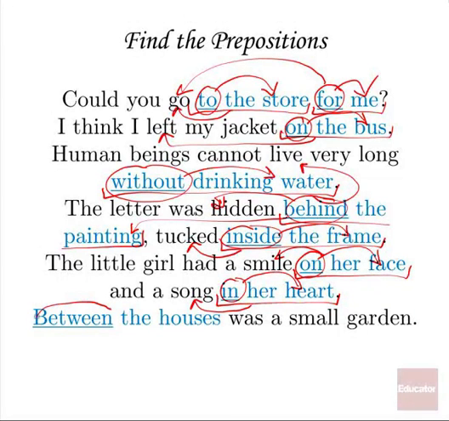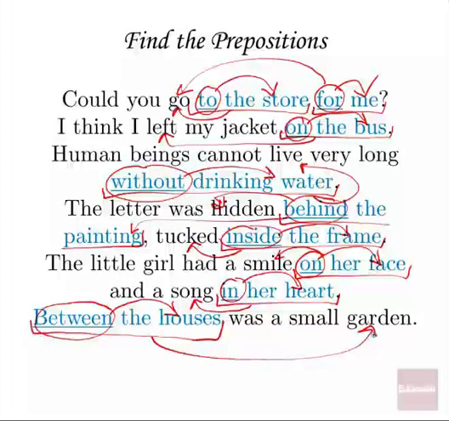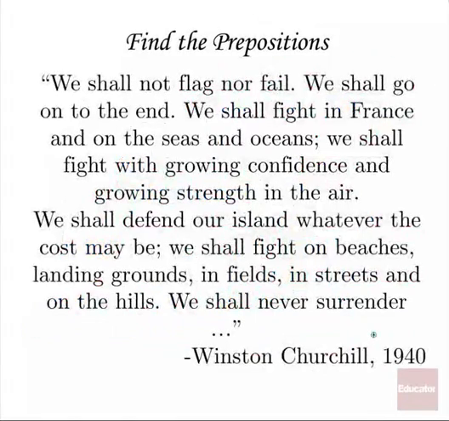And finally, between the houses was a small garden. In this case, it's a subject complement, modifying garden. Where was the garden? Between the houses. All right, see if you can find the prepositions and prepositional phrases in this famous quotation.